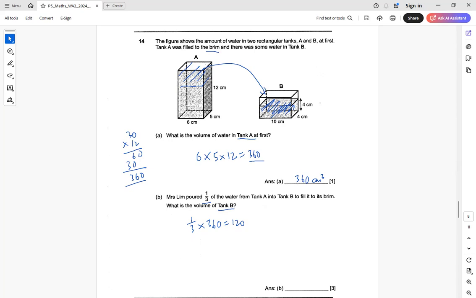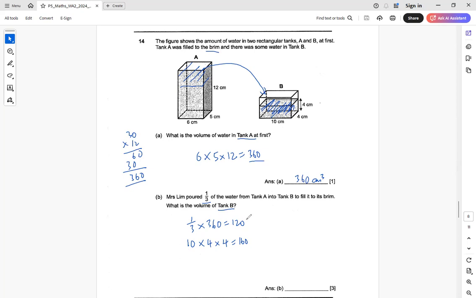Next, I find out how much water is already in tank B. I just take length times breadth times height of the water. So that will be length, which is 10 times 4 times 4. 10 times 4 will give us 40. 40 times 4 will give us 160.